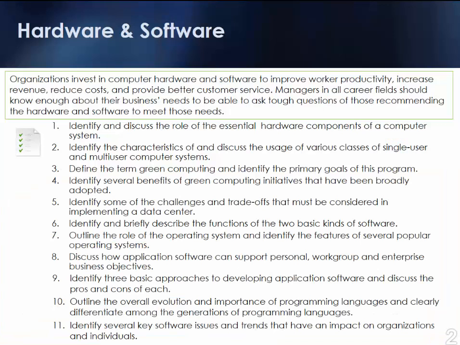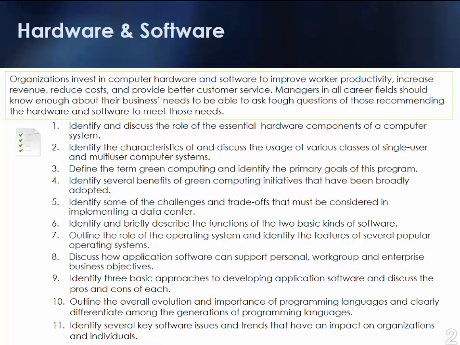As part of the overview, it's important that organizations look at the costs associated with computer hardware and software, because ultimately they would need to give out money and hopefully in return they would improve their worker productivity, increase their revenue, reduce costs, and provide better customer service. So if all of these are present, you're going to achieve the goals of your organization easier and therefore make more money.